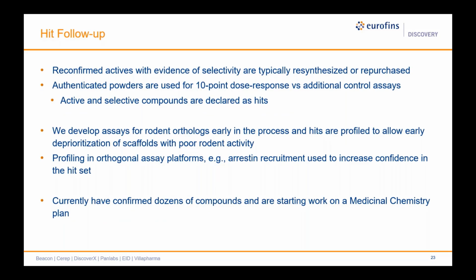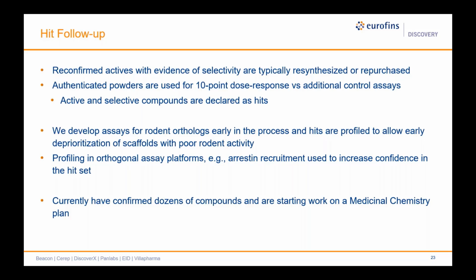So following up on our hits, we really believe that a reconfirmed active with evidence of selectivity has to be confirmed using fresh powder, and that either comes from resynthesis or repurchase. These authenticated powders are then used for 10-point dose response curves versus additional control assays. And once we have compounds that are active against, in this case, our target receptor GPR174 and the similarly signaling decoy receptor, we declare those compounds as hits.